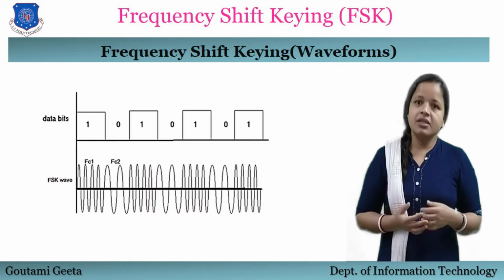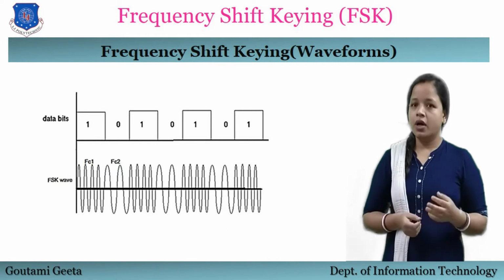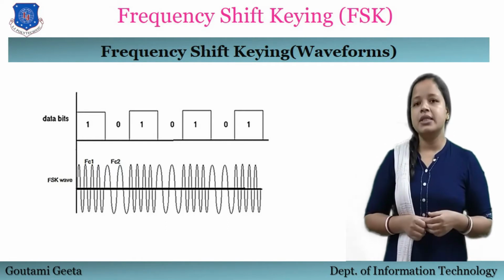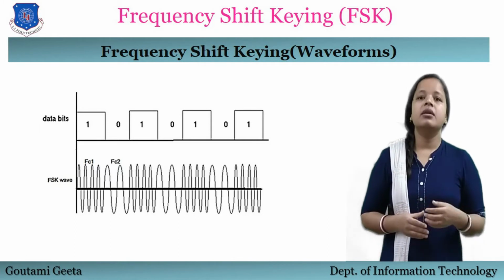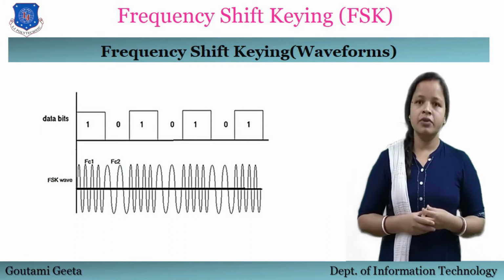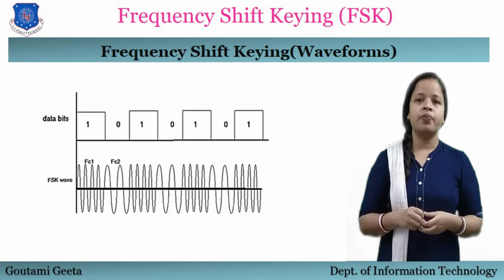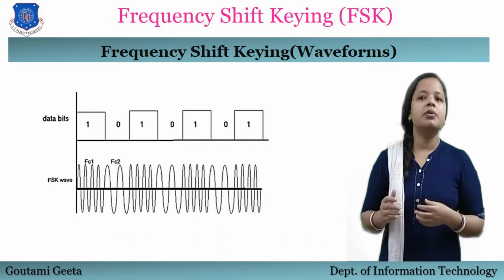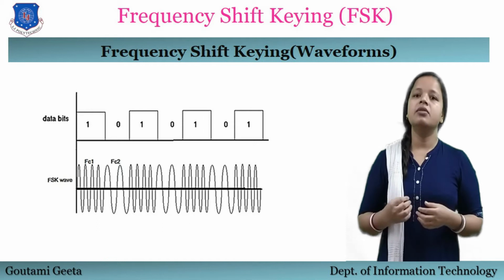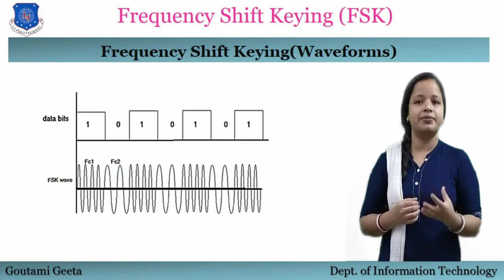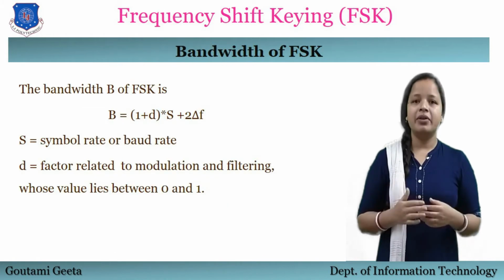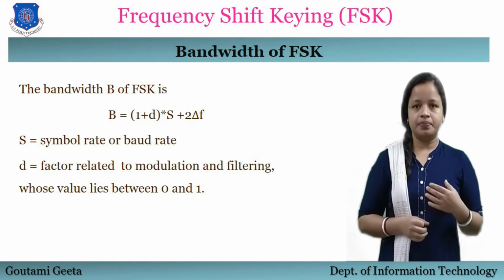The figure represents the FSK modulated waveform along with its input. As you can see, for binary 0 in our input signal, in the output modulated signal we see a signal with Fc2, and for binary 1 in the input, we get Fc1 in the output signal, which is a high frequency signal compared to Fc2. Bandwidth of FSK.